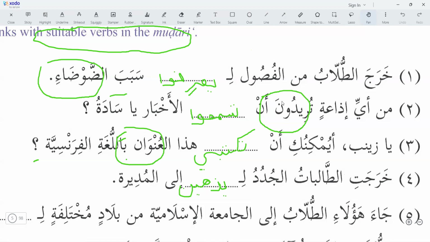Li yataqallamu. To learn. Li yataqallamu, with the noon dropped. Those students came to the Islamic University from different countries to learn. To learn the Arabic language.